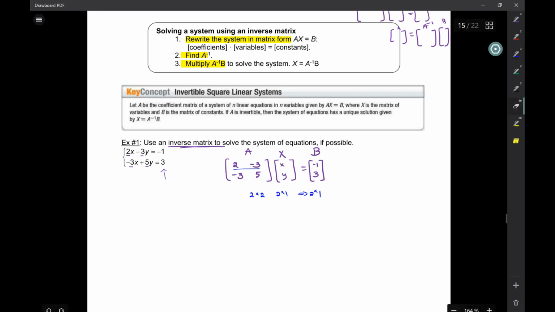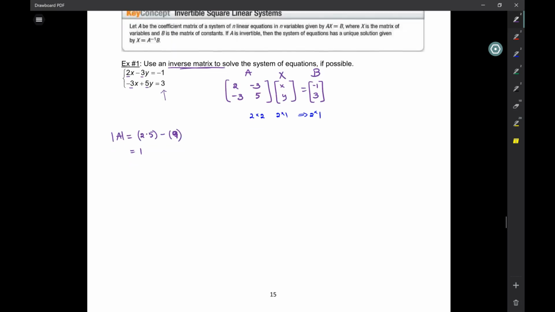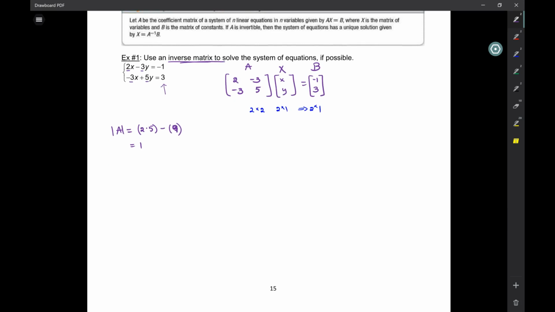In order to solve this, I need to find A inverse. So first, let's find the determinant of A, and that's 2 times 5 minus -3 times -3, which is just 9. Right? So the determinant is 1. I love it when the determinant is 1. It makes things so much easier.